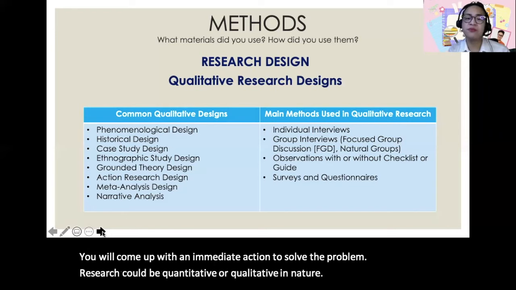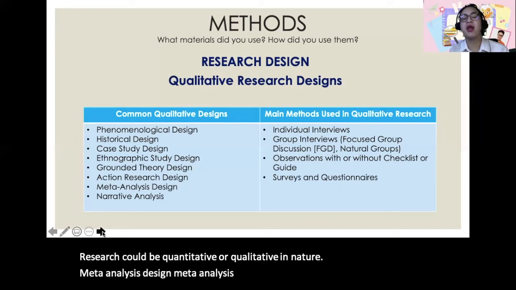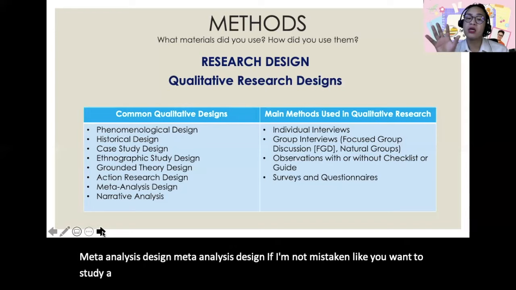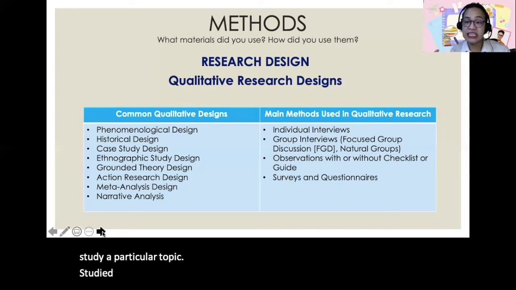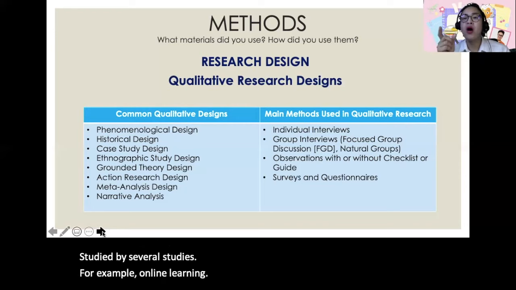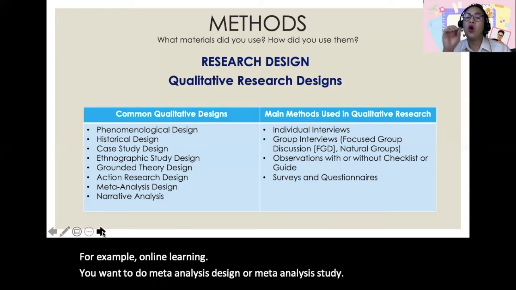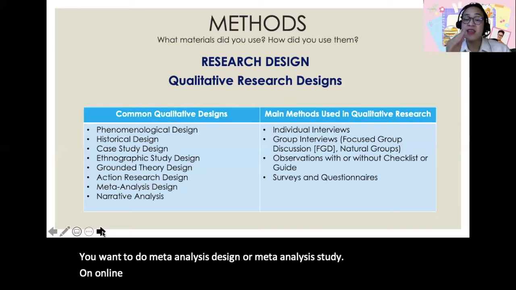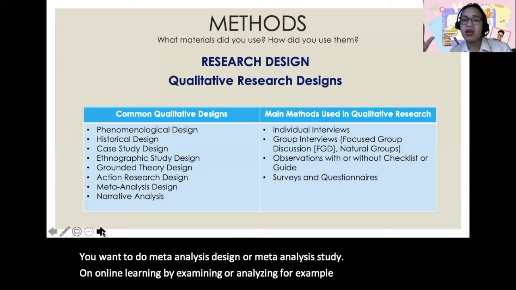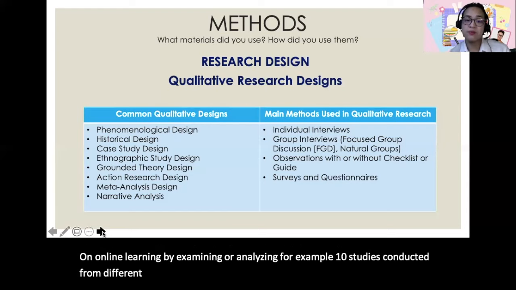Meta-analysis design, if I'm not mistaken, is when you want to study a particular topic studied by several studies. For example, online learning. You want to do a meta-analysis study on online learning by examining or analyzing, for example, 10 studies conducted from different countries. So that is meta-analysis design.